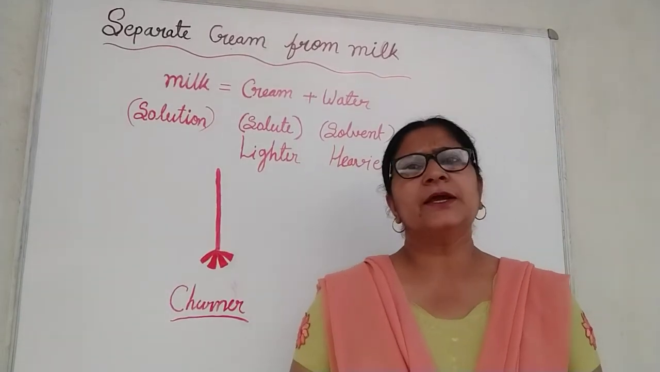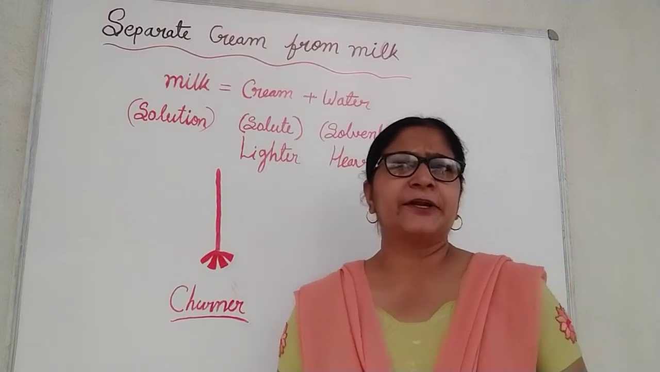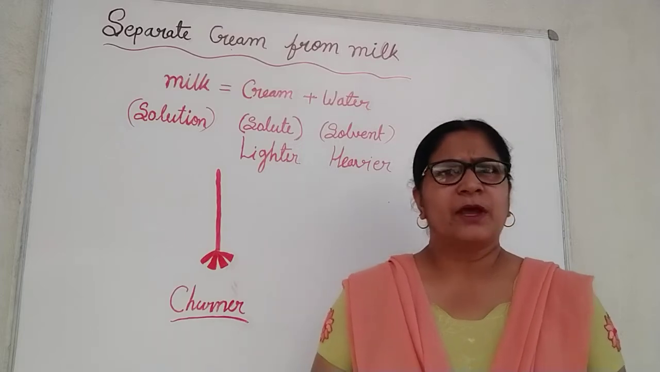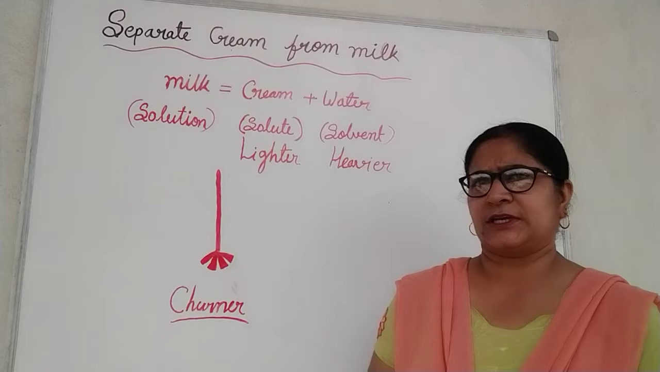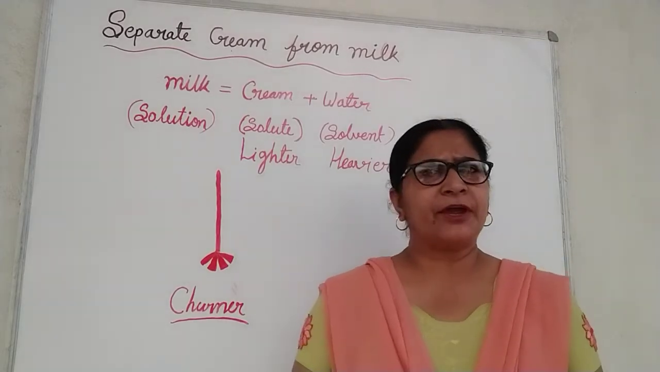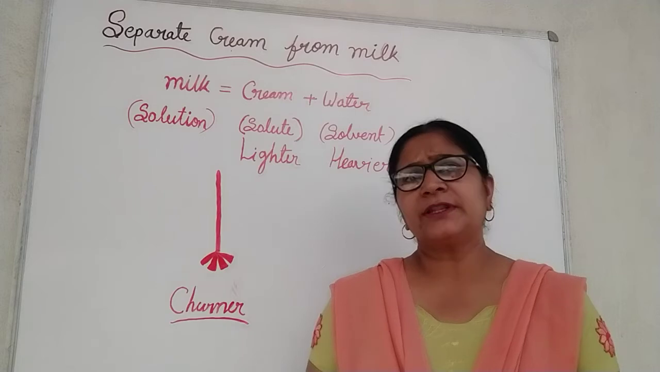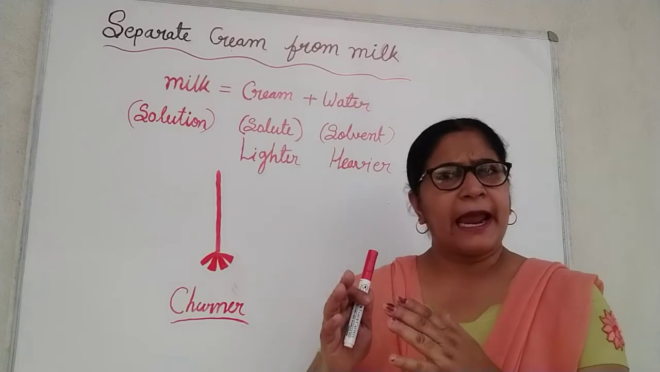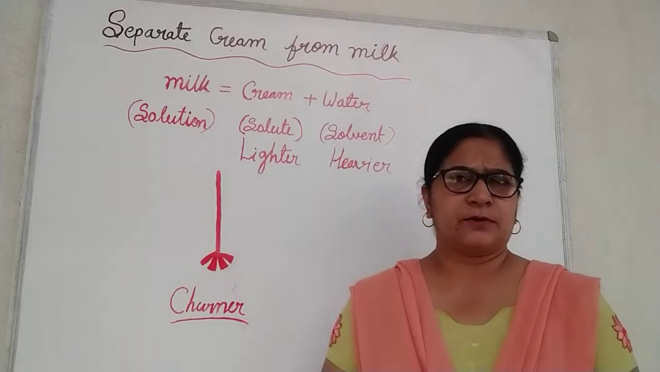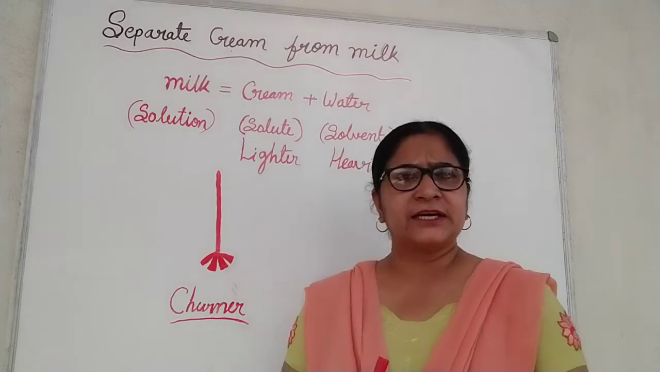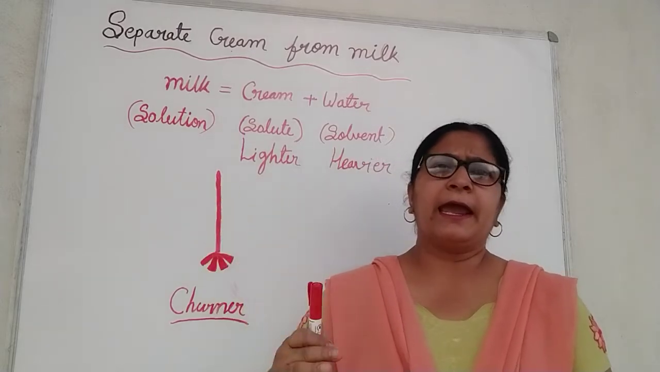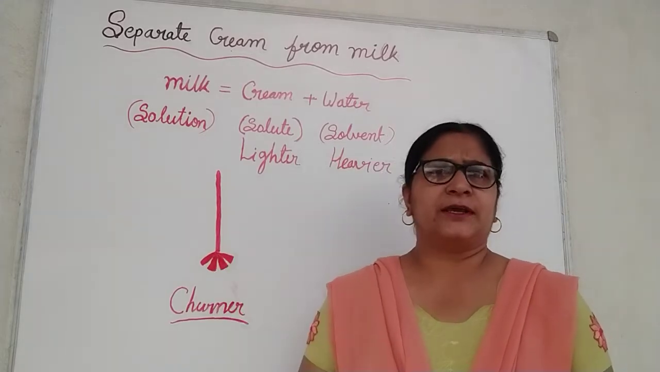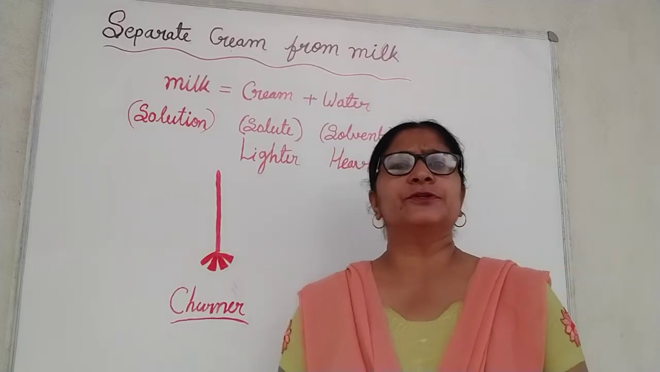So one thing we can do is use a centrifuge machine. We can put some milk in the test tube and use this centrifuge machine. It rotates at a very high speed and forces the lighter particles to come up and the heavier particles to go down. The lighter particles, the cream, come up and you will see a layer of cream on the top.